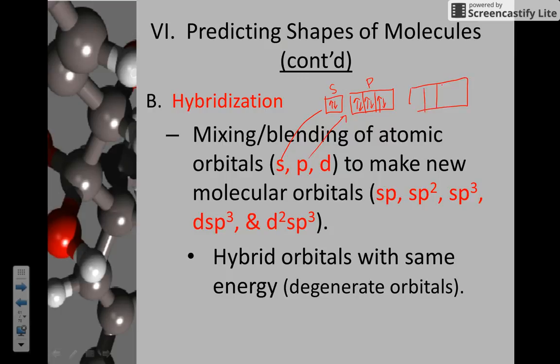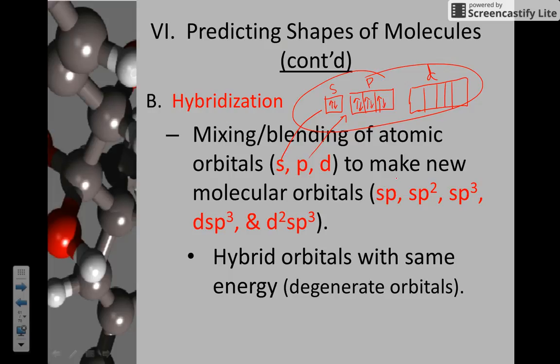Now there are 5 orientations for the d orbital. In this unit we've been looking at the expanded octet, where the elements in the 3rd period or beyond have those empty d orbitals. So there's room for 10 more electrons if needed. But when atoms bond to form molecules, they have to mix or blend these orbitals. And that's where this idea of hybridization comes in.